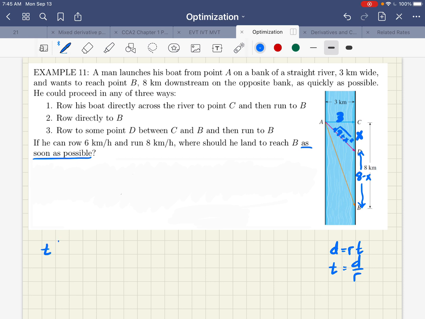So the time as a function of x would be the distance that we're rowing, which is that square root of 9 plus x squared, divided by the rate of rowing, which is 6 miles per hour, and then the distance that we're running, which is 8 minus x, divided by the speed of running, which is 8. So now we've got time as a function of distance, and if we want to optimize time, find the minimum in this case, we would want to take the derivative.